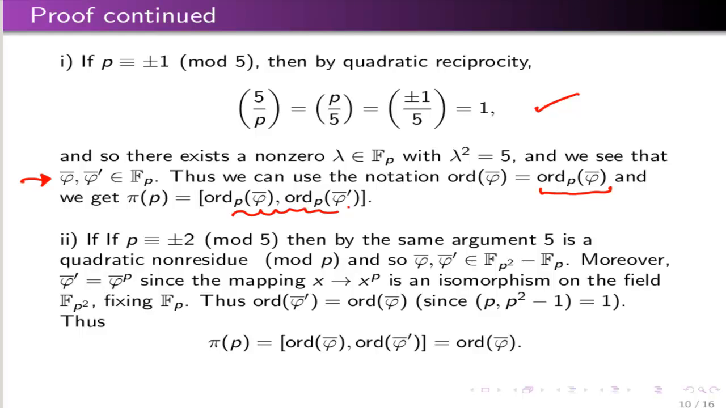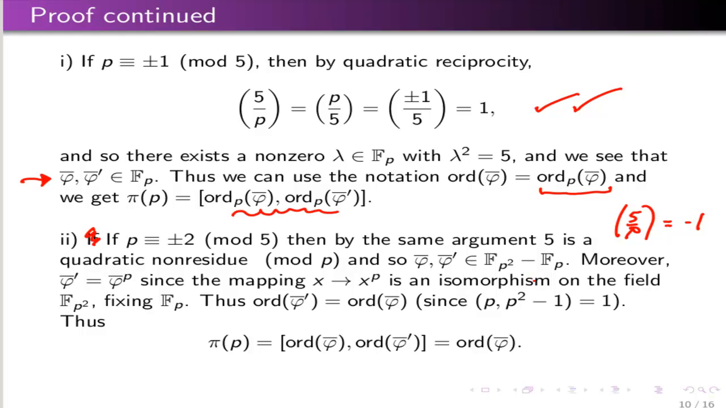In the second case, if p is congruent to plus or minus 2 mod 5, then by this same argument we did up here, (5/p) would be negative 1, and therefore 5 is a quadratic non-residue. So when we're looking for the square root of 5, it's not going to be in F_p. We have to go to the quadratic extension. So phi bar and phi prime bar are in F_{p^2}, but not in F_p.